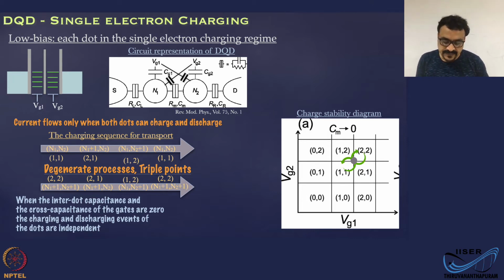Now, just for example, say you are starting with a 1-1 configuration, with one electron in this dot and one electron in this dot. Then this sequence will be 1-1, 2-1, 1-2, back to 1-1. And this sequence would be, you are starting from N1 plus 1 and N2 plus 1, that will be 2-2, 2-1, 1-2, 2-2.